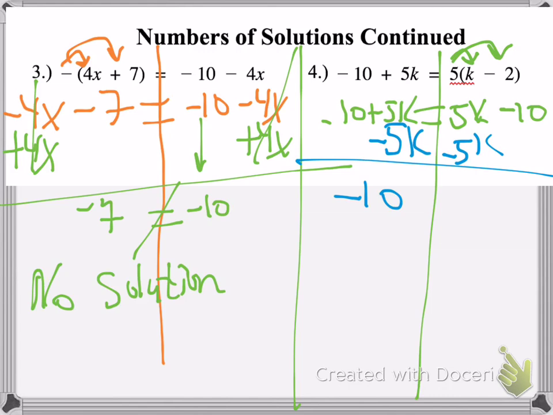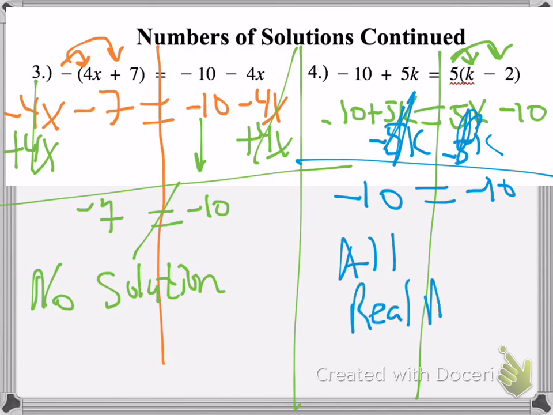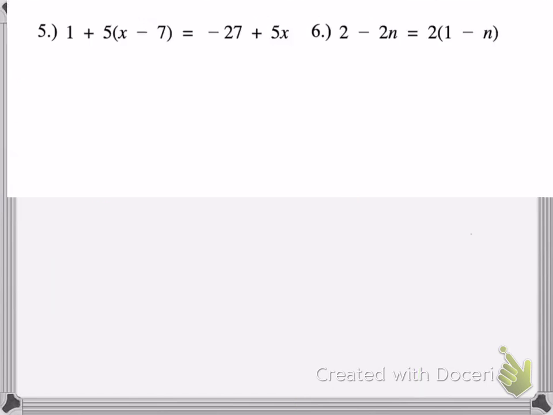So we've got negative 10. 5k minus 5k is 0. It's gone. 5k minus 5k is 0. We have negative 10. We have an equality, so that means we have all real numbers. Yes, you have to write it out.